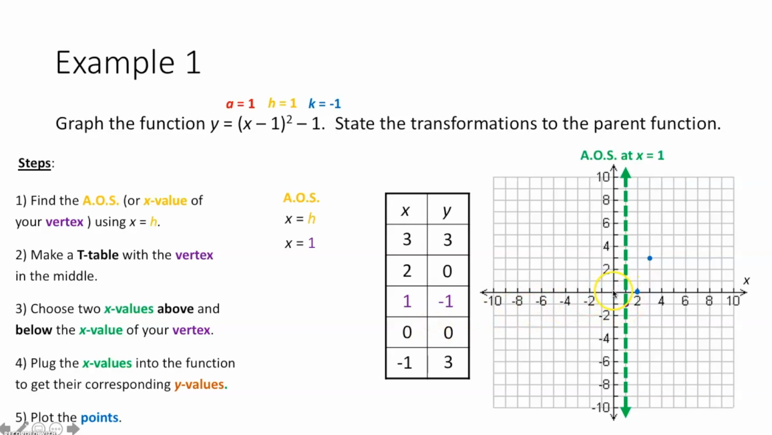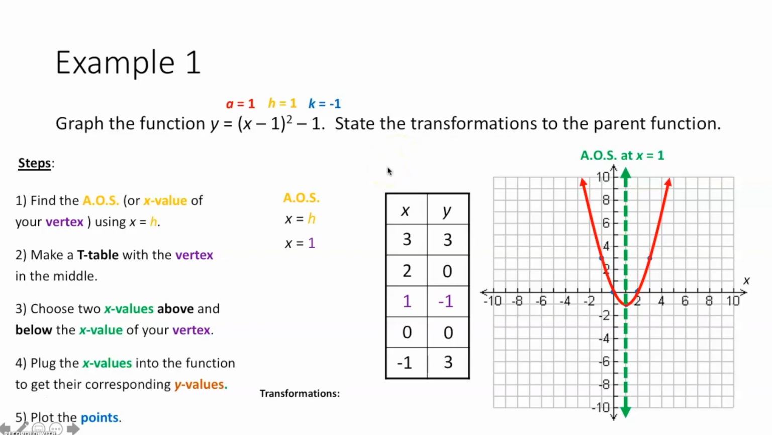0, 0, that's the origin right here. And then -1, 3: over -1 on the x-axis, up 3 on the y-axis, put a point. Draw a parabola going through those. Sweet, we graphed it, and you can see our axis of symmetry cuts our parabola in half. We did it right. Now let's state our transformations to the parent function.